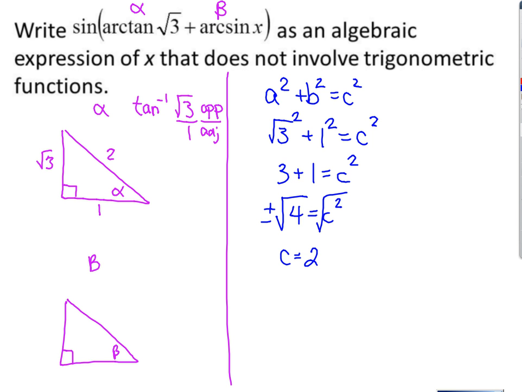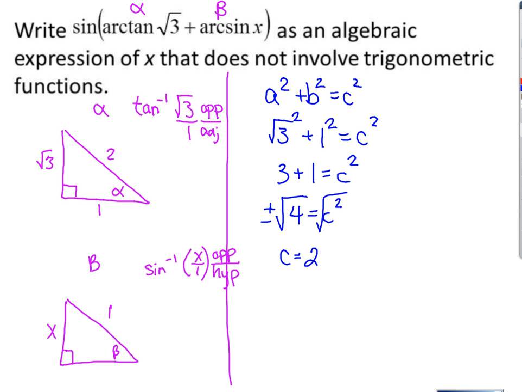We can do the same thing with our beta. This is the arcsine of x, or the sine inverse of x. And we can write x as x over 1. Remember, sine is opposite over hypotenuse. So my opposite side is going to be x. My hypotenuse side is going to be 1. We need to find the adjacent side.